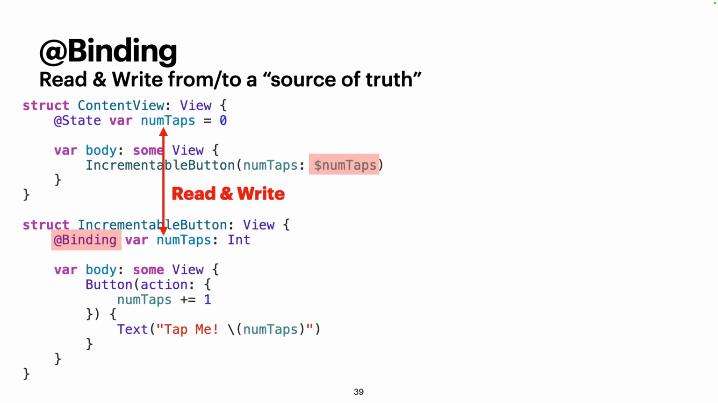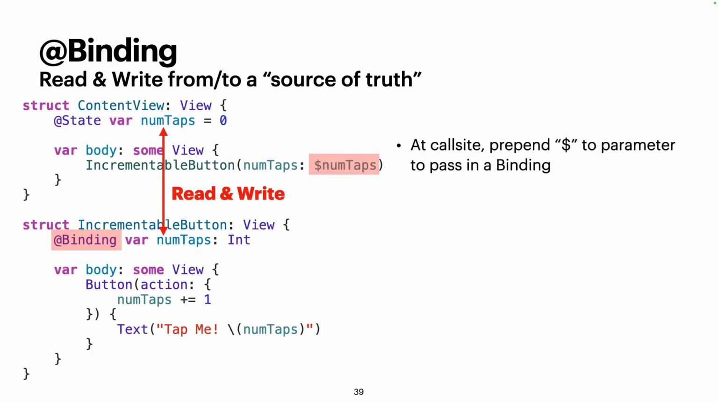We introduce another property wrapper called @Binding. What @Binding does is that it allows a subview to read and write from and to a source of truth in its parent view. What does that mean? Well, now instead of @State, I use @Binding on this parameter. And the second change is that I now pass in not the value of numTaps, but I pass in a binding. So every @State has an inherent binding inside of it. So we basically use this $ sign to say, I want the binding version of this numTaps.